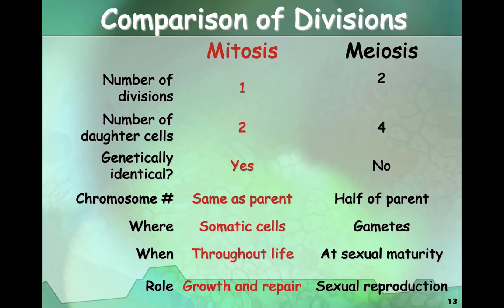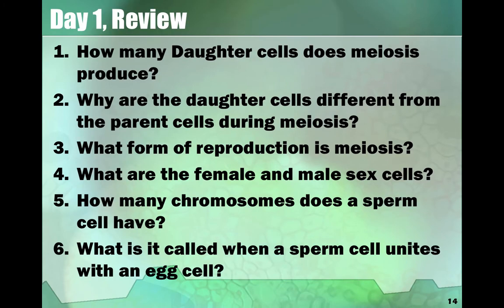Let's reduce the number of chromosomes. Let's also create some genetic diversity here, so that whenever it combines with somebody else's who has created that genetic diversity as well, the species has a better chance of survival. And so those are the main points out of it. So right here's the review for it.